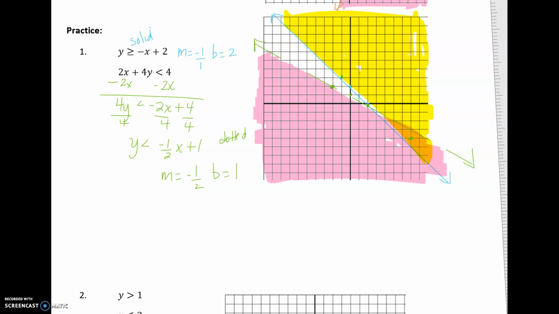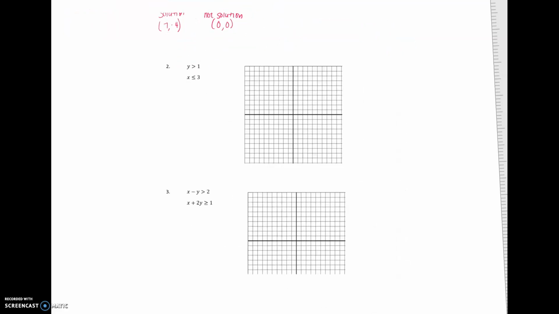Let's pick this point right here. Well, I did it. Let's do it in red. Right there. So that means I'm going over to the right 1, 2, 3, 4, 5, 6, 7, and I'm going down 1, 2, 3, 4, it looks like. So a solution would be 7, -4. Not a solution, of course, is the origin. So 0, 0.